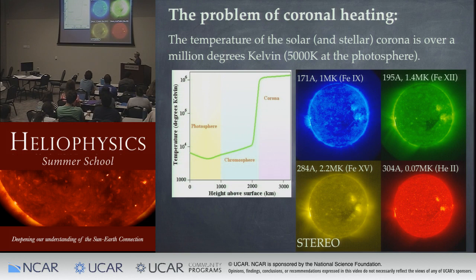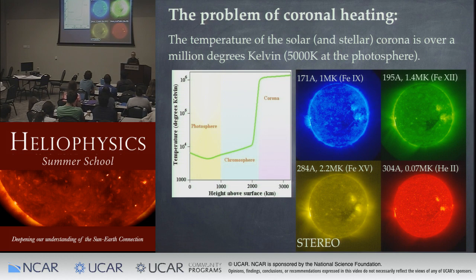This is a plot of the temperature of the corona as a function of height. We have the photosphere at about 6,000 degrees Kelvin. We have the chromosphere that is a bit hotter, about 10,000 to 50,000 degrees. And then within the transition region, which is an extremely narrow region, this whole thing blows off and we get over 1,000,000 degree temperature in the corona.